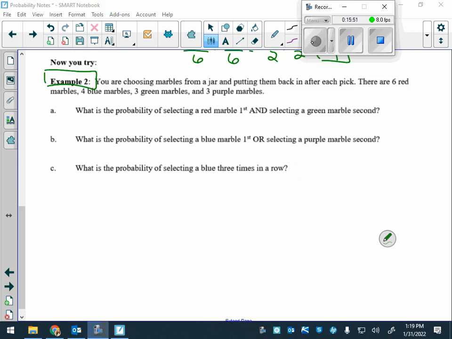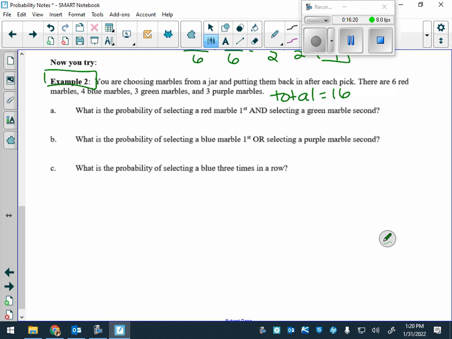All right, so you're choosing marbles from a jar, putting them back in after each pick. There are 6 red, 4 blue, 3 green, 3 purple. How many in total? You guys know. How many? 16. Good. Total is 16. Good. So what is the probability of selecting a red marble first and selecting a green marble second?